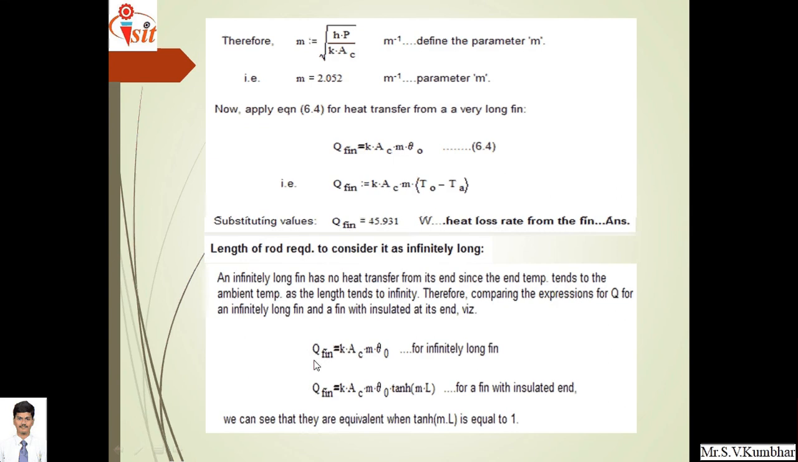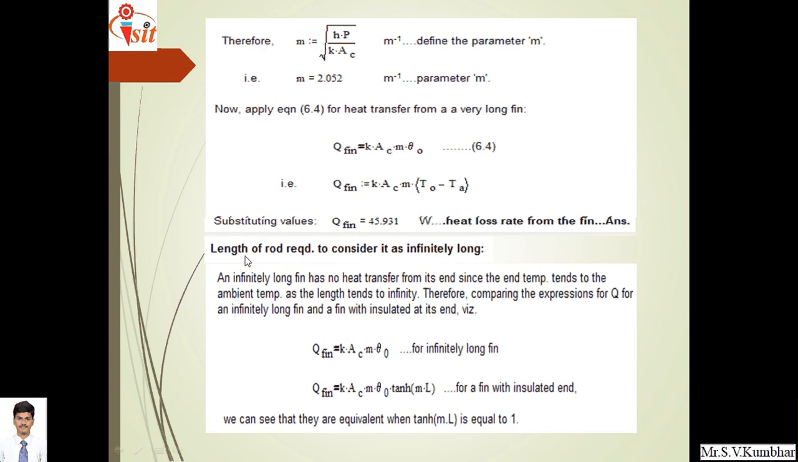Now therefore m is equal to square root of hP upon kAc, m is equal to 2.052, and on substituting we will get Q fin is equal to kAc m (T0 minus Ta). Therefore Q fin is equal to 45.93 watt. This is the heat loss rate from the fin.